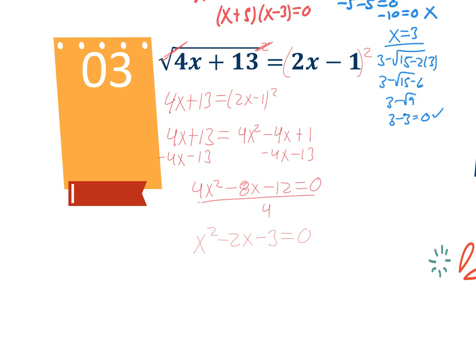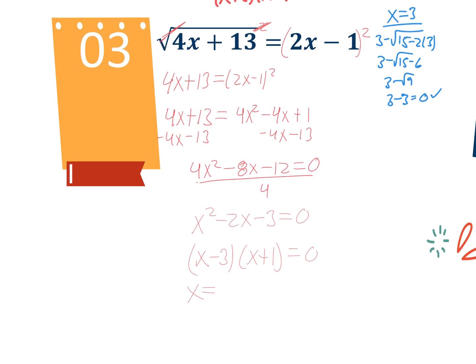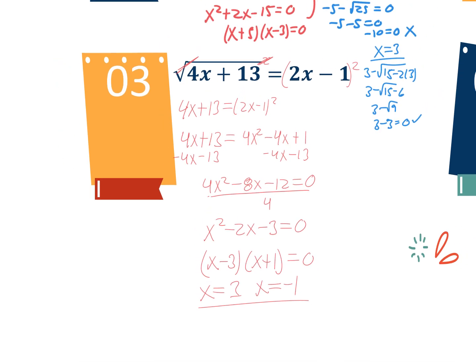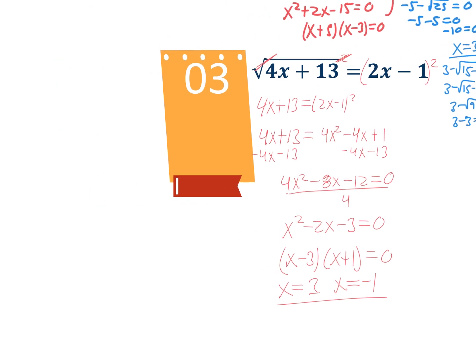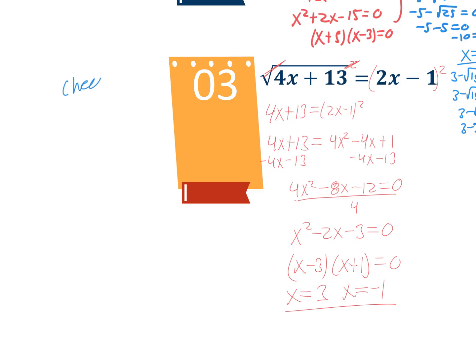And then factoring this, I get (x minus 3)(x plus 1) equals 0. And so I get x equals 3 and x equals -1 as our two answers. You do want to go back and check, so I'm going to check on the side here. I'm going to check x equals 3 and see if this works.